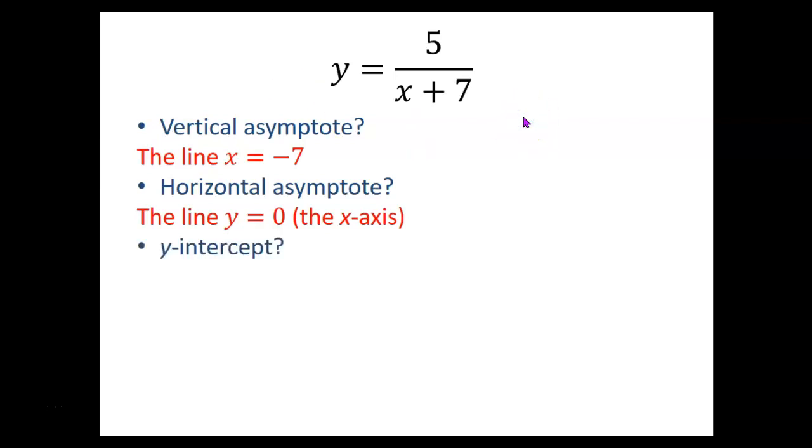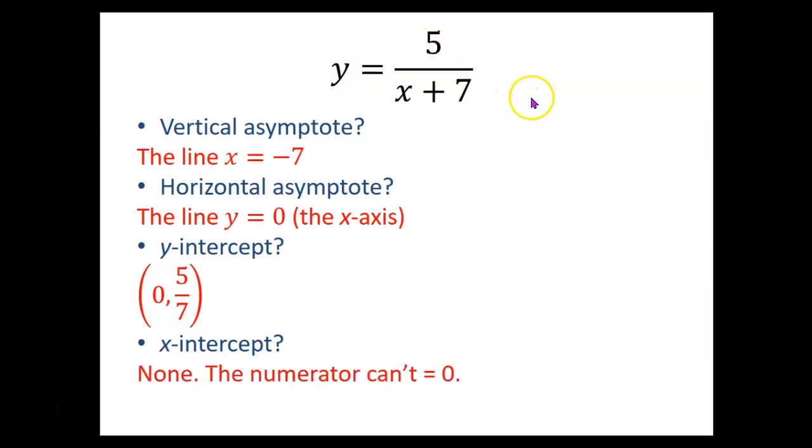Can you tell what the y-intercept is? Well, if we put 0 in for x, we get 5 over 7. So the point where x is 0 and y is 5/7 is the y-intercept. What about the x-intercept? Well, for this whole thing to equal 0, the numerator would have to equal 0, but here that's impossible. The numerator is just the constant 5. That's never going to equal 0, so there is no x-intercept. There's no point on this graph where it crosses the x-axis.